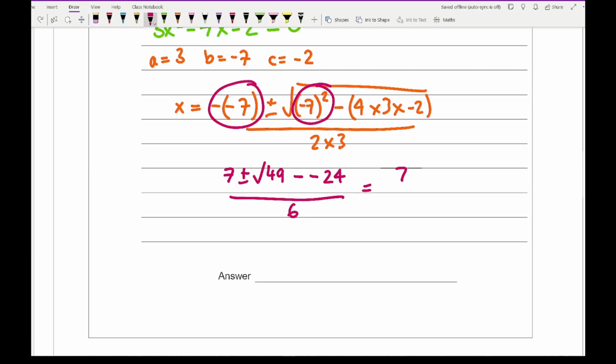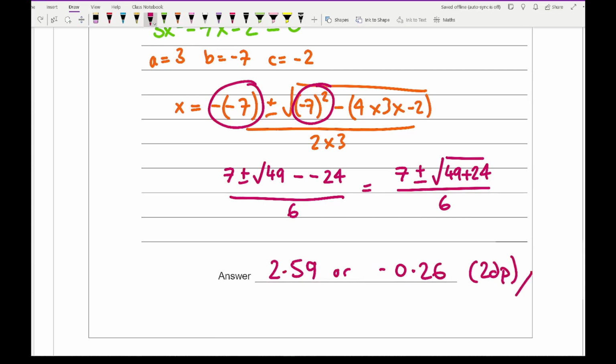So I've got 7 plus minus root 49 plus 24 all over 6. Now if I type that into my calculator, I should have an answer of 2.59 or minus 0.26, and that's been rounded to 2 decimal places.